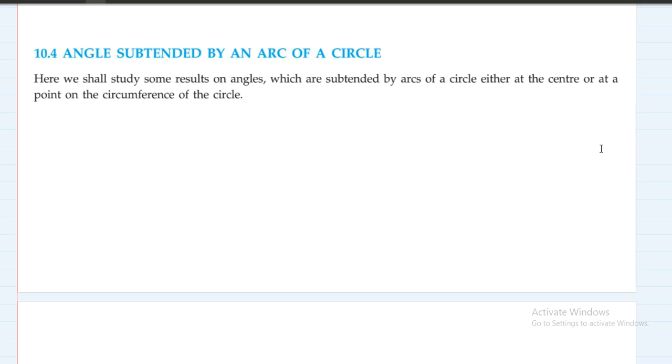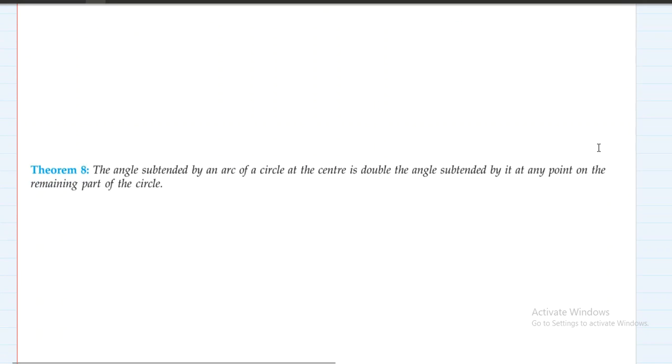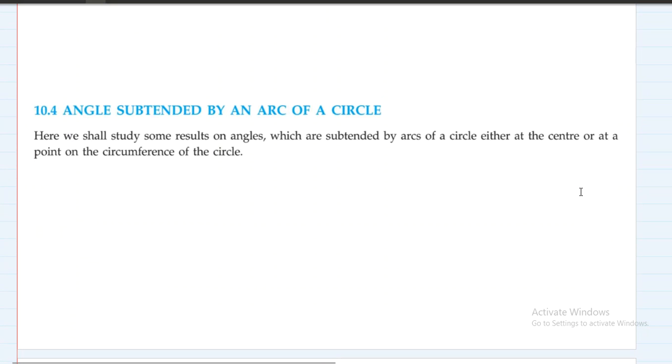CBSE has included the whole chapter in class 9th itself, and ICSE has divided this chapter, half in class 9th and half in class 10th. So from here the ICSE class 10 syllabus is beginning, and this is the first theorem for class 10th ICSE. For 9th CBSE this is theorem number 8 as per our book. Anyway, let's begin with this theorem.